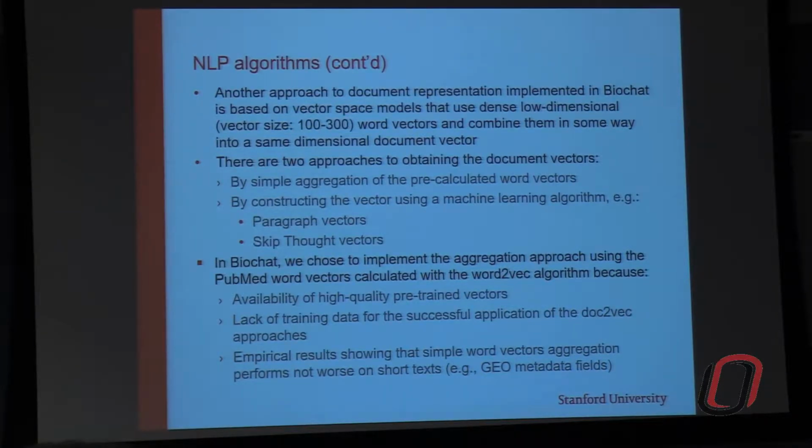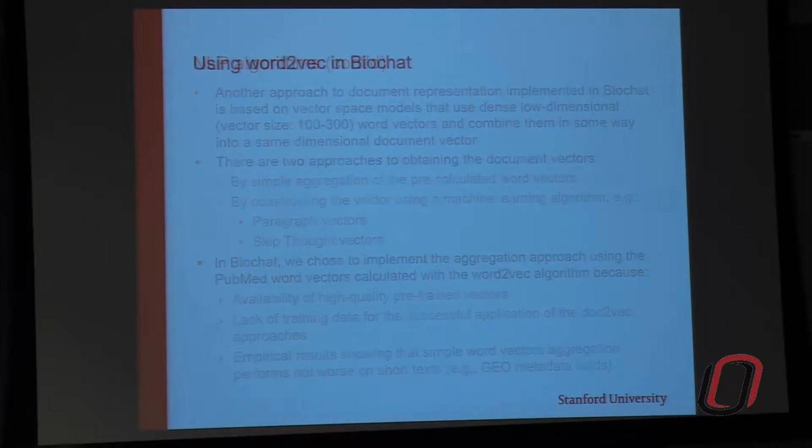And third reason is empirical results showing that simple word vector aggregation actually performs no worse than a short text. Some of those metadata fields are very short. For example, organism is always going to be either Homo sapiens or Mus musculus or Rattus rattus, right? These are very short descriptions. But believe it or not, that doesn't really matter. Word2Vec is able to handle that, and there are ways to work around it in very elegant, nice ways.